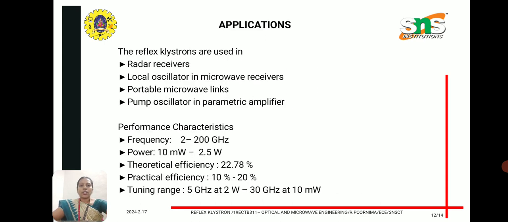Some of the applications of the reflex klystron are radar receivers, local oscillators in microwave receivers, portable microwave links, pump oscillators and parametric amplifiers. And some of the performance characteristics also apply to the reflex klystron.